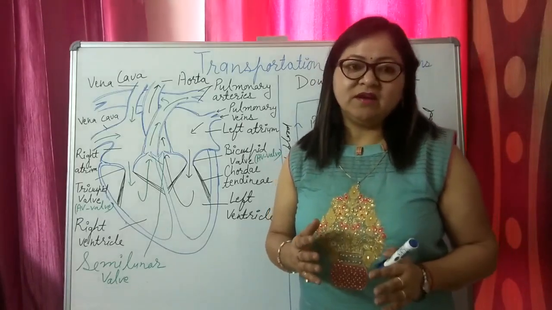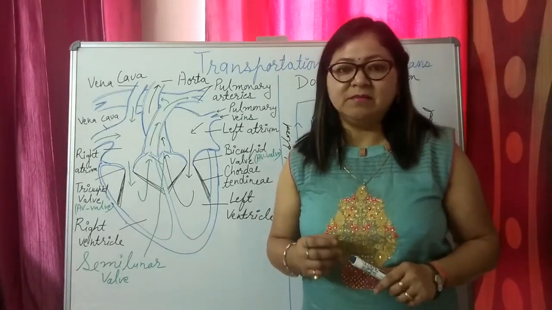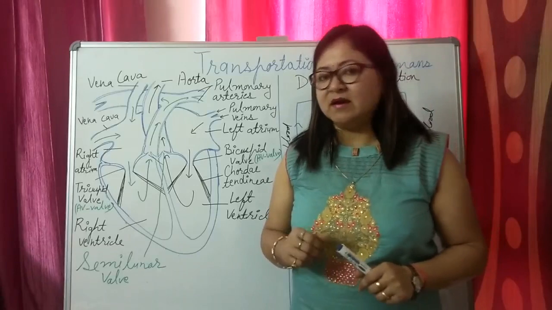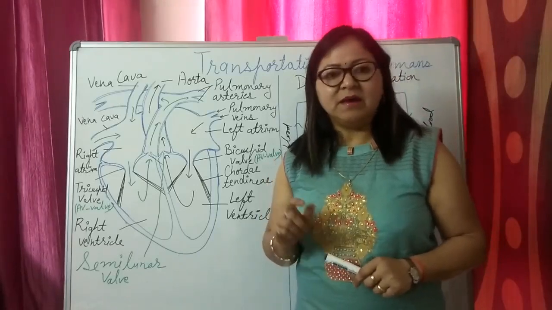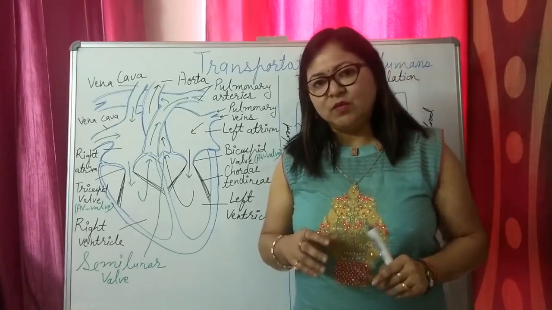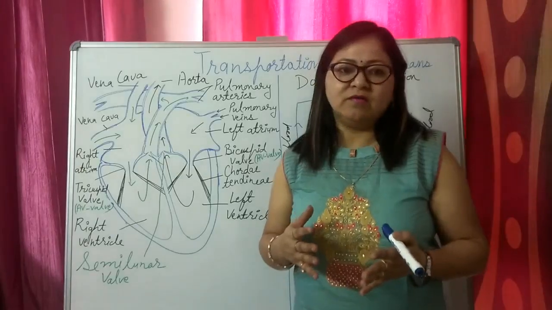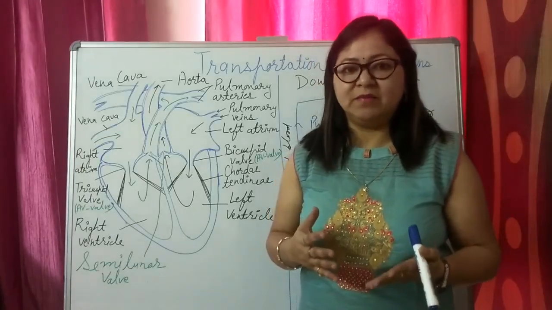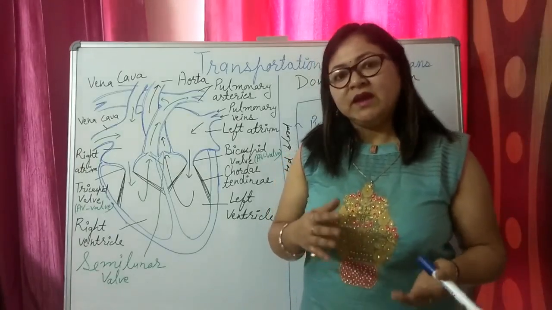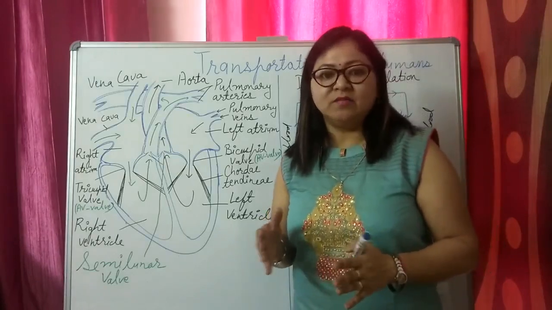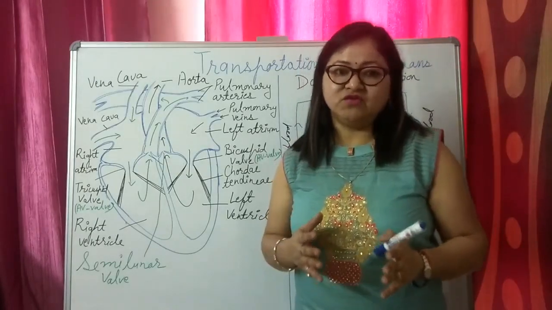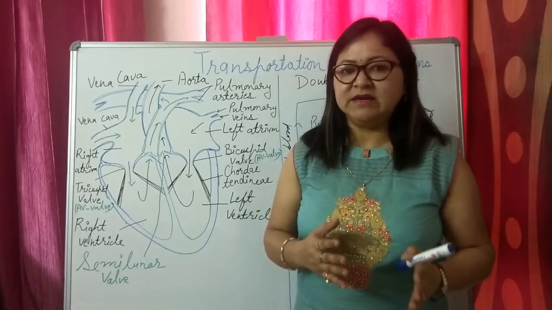And for protection, it is surrounded by a double membrane that is called pericardium. And in between the membranes, there is a fluid. What is the function of the fluid, or what is the benefit of these two membranes filled with fluid? It protects the heart from friction and from jerks. So it is protective in nature.